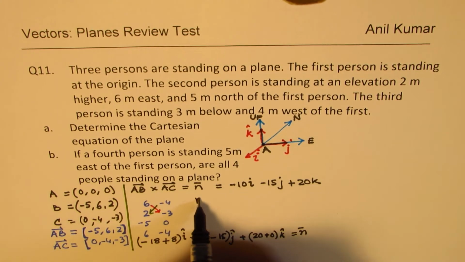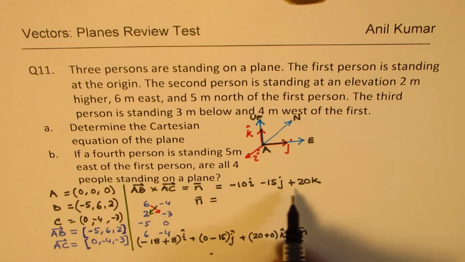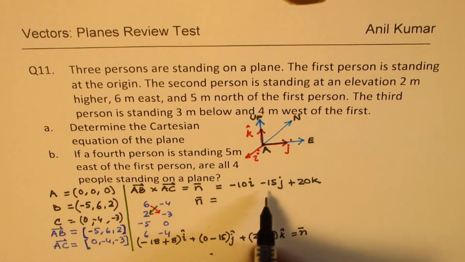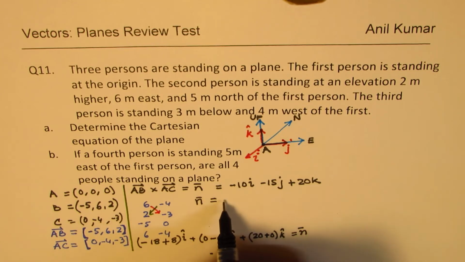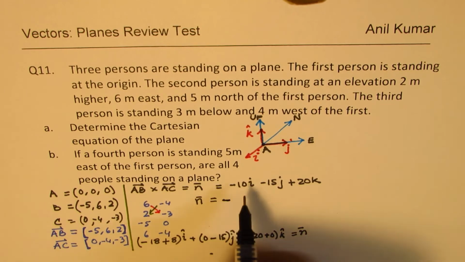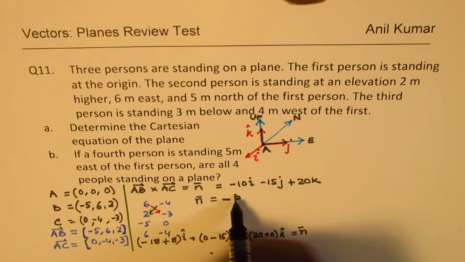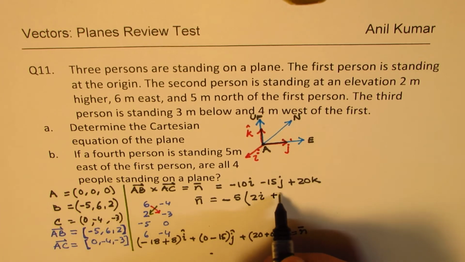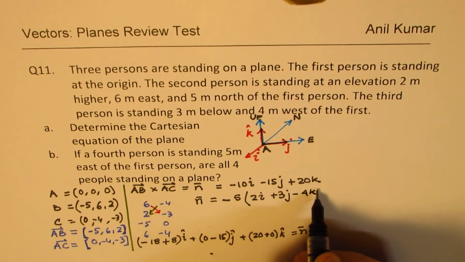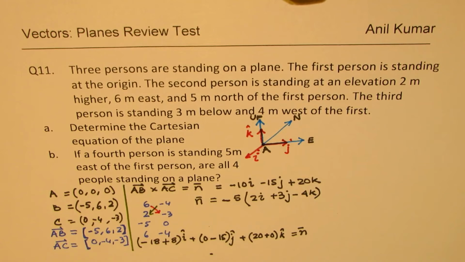So you could also write this normal as, I could take minus 5 common, correct? Let's take minus 5 common. So we get 2I plus 3J minus 4K. Is that clear to you? So we could do that. So that is our normal vector, right?